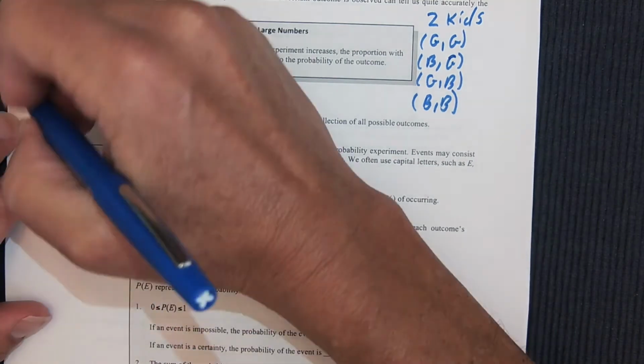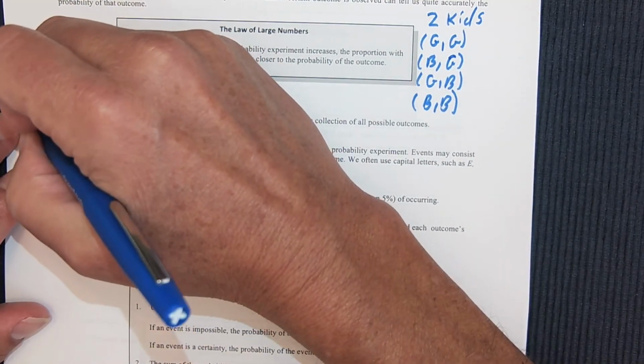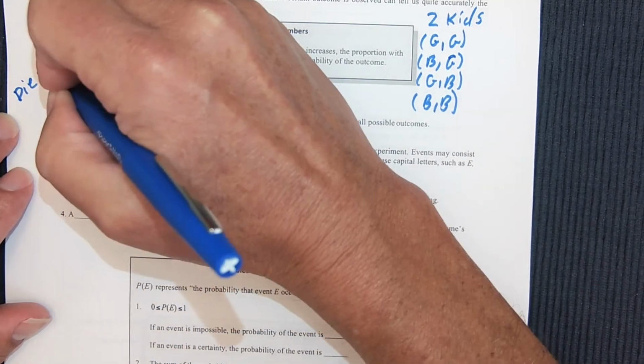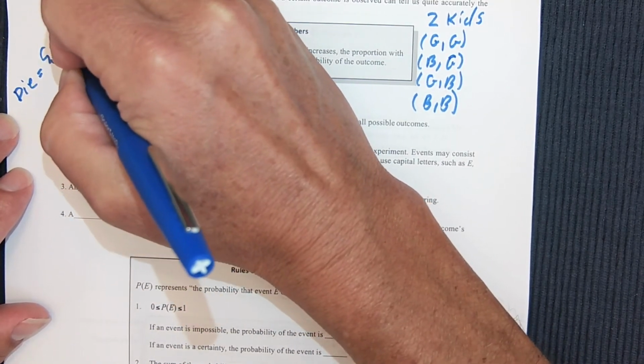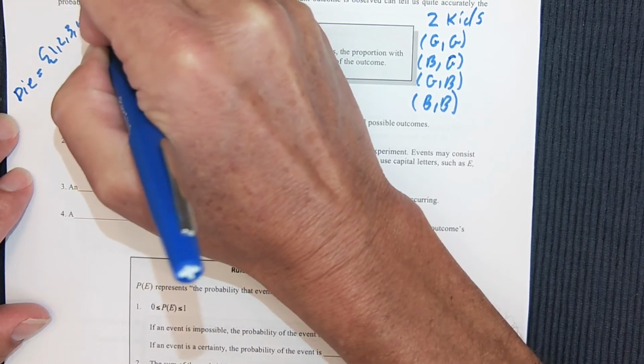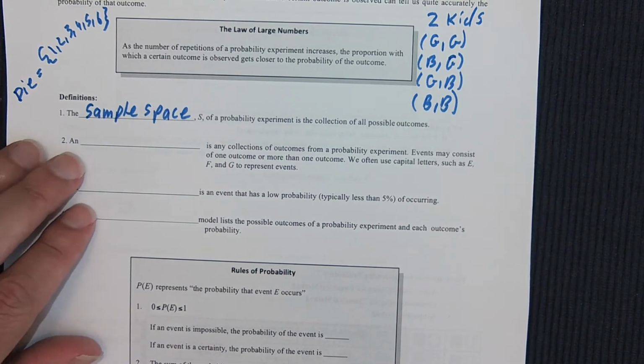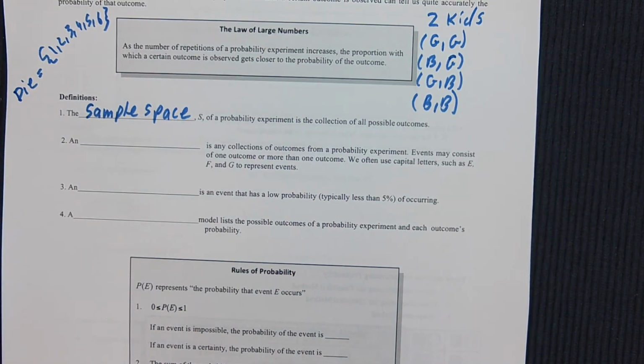If I had a die, like one die that I rolled, my sample space is, I could roll a 1, a 2, a 3, a 4, a 5, or a 6. And that is my entire sample space. We'll talk more about that here in just a second.